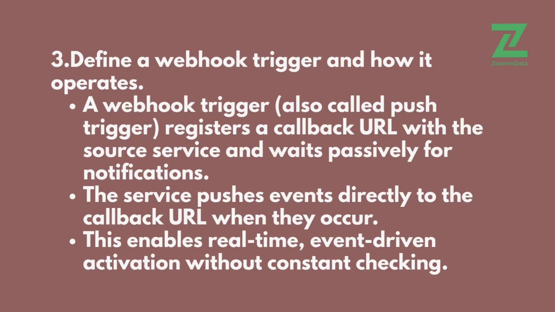Define a webhook trigger and how it operates. A webhook trigger, also called push trigger, registers a callback URL with the source service and waits passively for notifications. The service pushes events directly to the callback URL when they occur. This enables real-time, event-driven activation without constant checking.